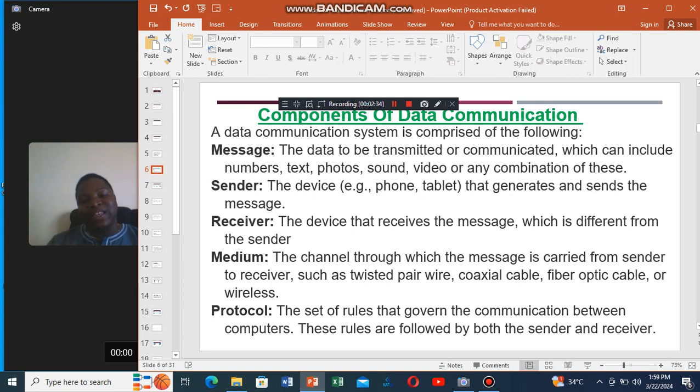The receiver is the device or the person that is receiving the message, which is different from the sender. The media is the path, the channel, the medium through which the message is carried from the sender to the receiver, such as twisted pair cable, coaxial cable, optical fiber cable, or wireless media. Then the protocol is a set of rules governing the communication between two computers, the rules that are followed by both the sender and the receiver.